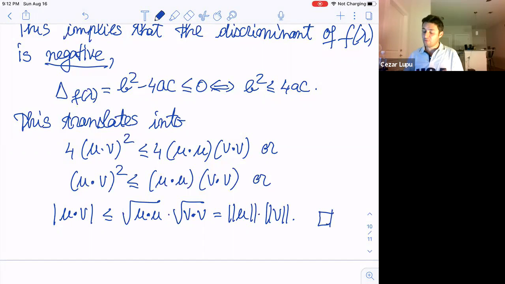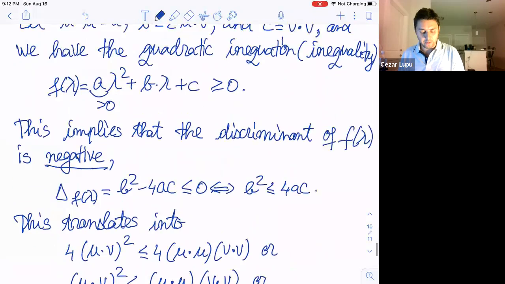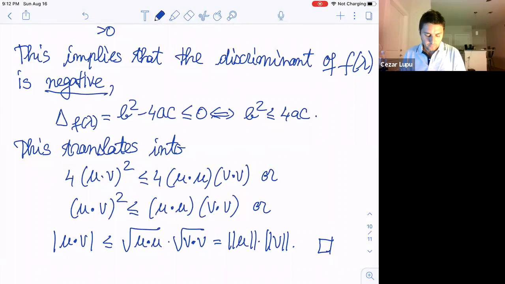It's a very nice proof, and it's a very important inequality. And in fact, you can verify it on any vectors if you want. You will see that the absolute value of the dot product of any two vectors will always be less or equal than the magnitude of the first vector times the magnitude of the second vector.